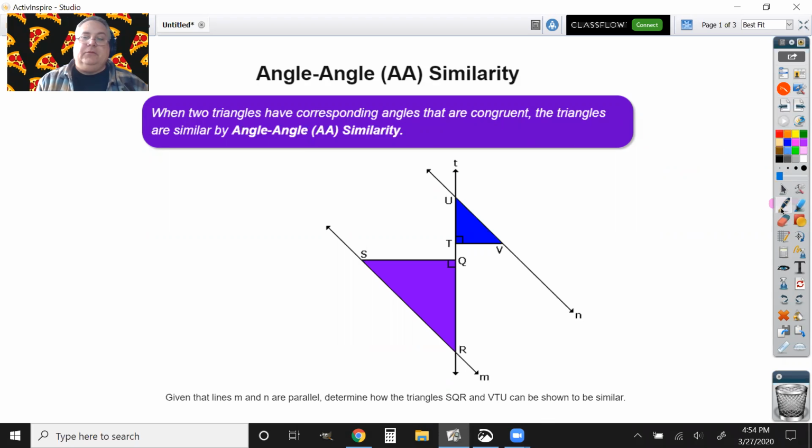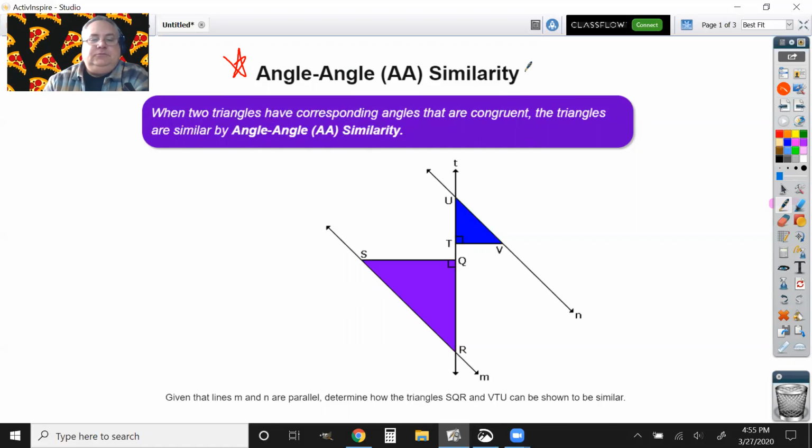And so when we are doing this, we need to focus on angle-angle similarity, which says when two triangles have corresponding angles that are congruent, the triangles are similar by angle-angle similarity. So in 8th grade, that's the only form of similarity we have to test. As you get further on, there'll be other ways to find similar figures.